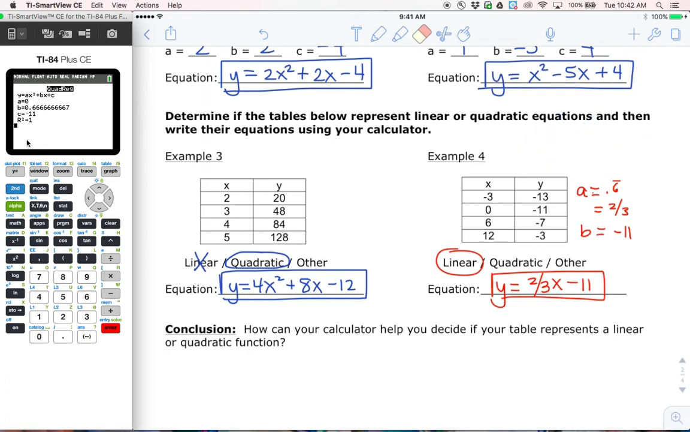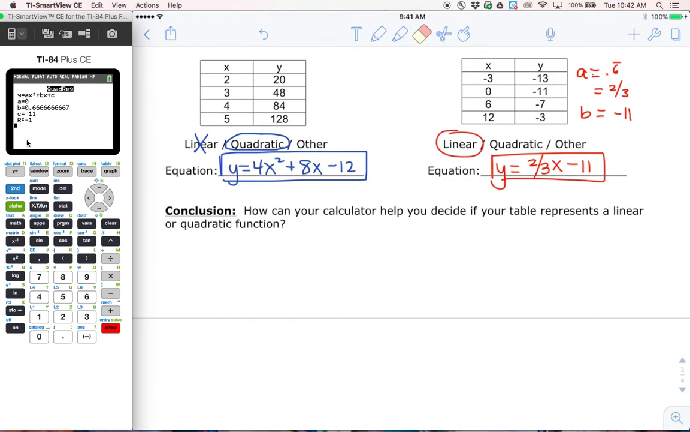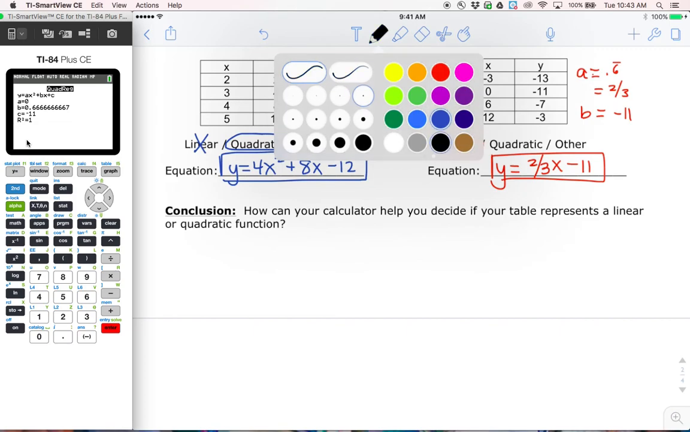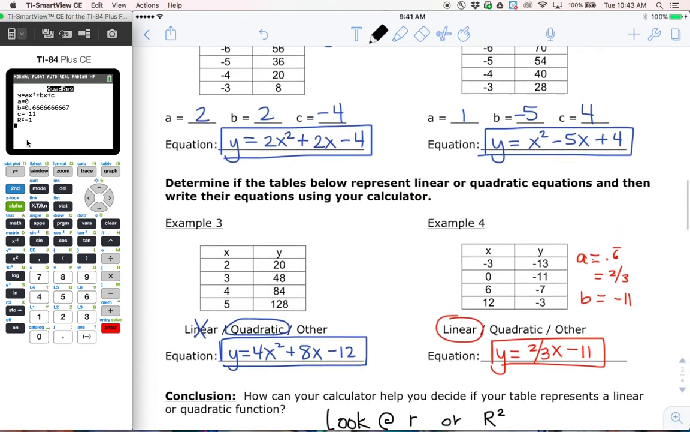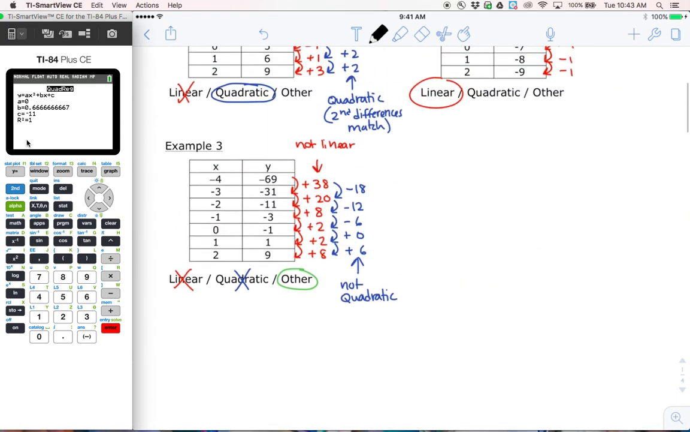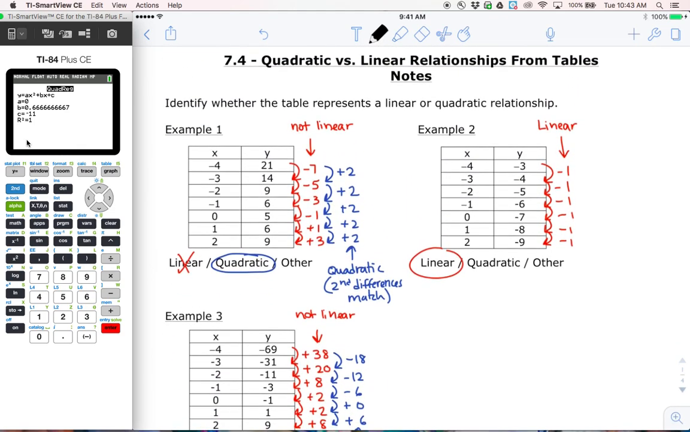Awesome. So last but not least, just to recap, how does your calculator help you decide if you have a linear or a quadratic function? Just in general, look at r or r squared, right? It should be 1. Okay? So you guys remember, you can do it by hand looking at the first differences or the second differences, or if you want to use your calculator, that's fine. Just remember, you're looking for an R value of 1 and you're paying attention to whether or not you get an A value of 0, because that's a little bit tricky like the last one we did.